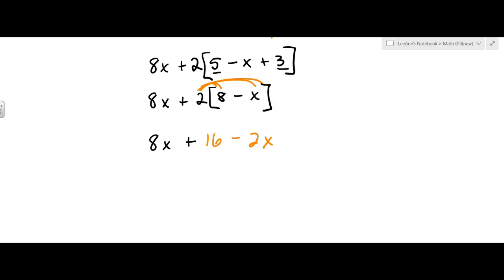And then the last thing I do is look for any like terms. So 8x minus 2x. Now you have to remember that is a minus 2x. That's part of the coefficient there. So it's going to be 6x plus 16.